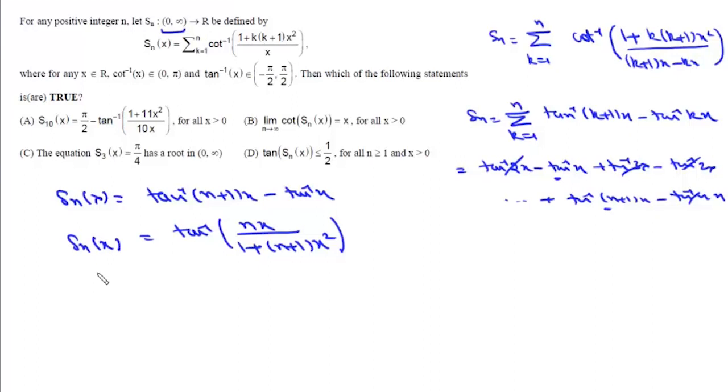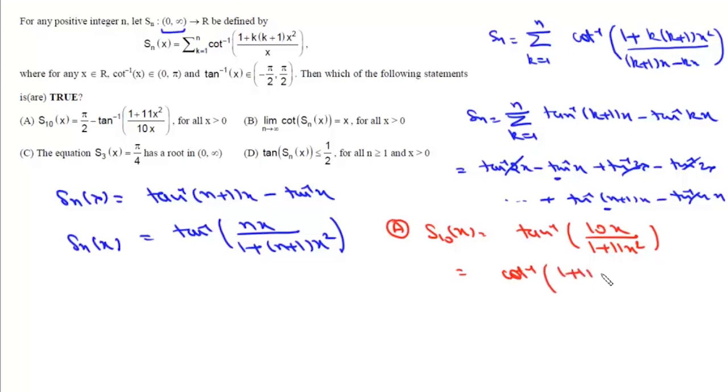Now in this first option it says S10x. For S10x we'll put n as 10. So it will be tan inverse of 10x upon 1 plus 11x square. Now we can write this as cot inverse of 1 plus 11x square upon 10x, and we know that cot inverse x is pi by 2 minus tan inverse x. So it will be pi by 2 minus tan inverse 1 plus 11x square upon 10x. That means this option A is correct.